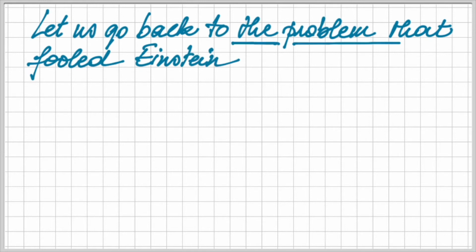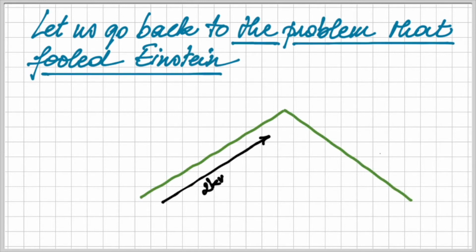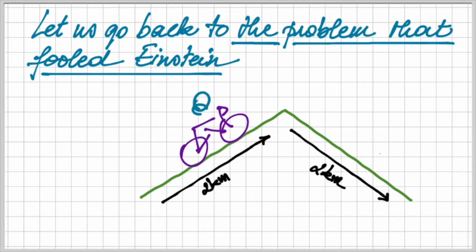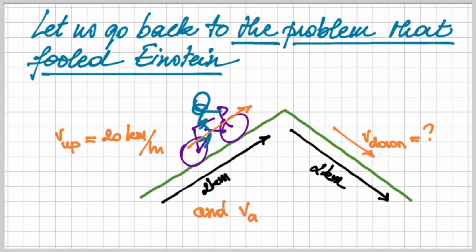So the problem that fooled Einstein was basically, in my version, me going uphill with my bicycle. Uphill is 2 kilometers, downhill is 2 kilometers, my speed up is 20 kilometers per hour, and I want to have an average speed of 40 kilometers per hour. So how fast do I have to go down? Now we already know from the previous example that we in fact cannot reach a solution here because we already lost the time going up.